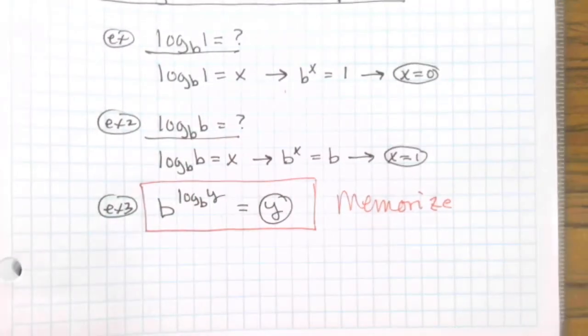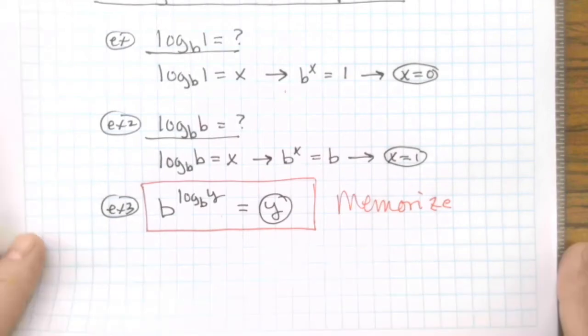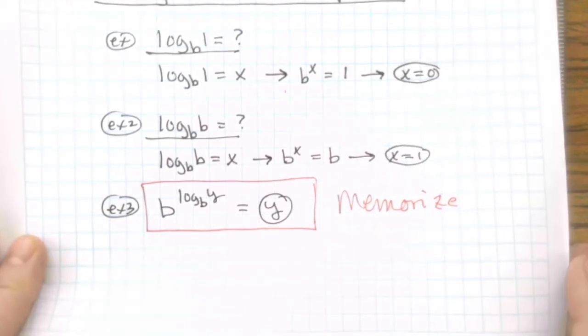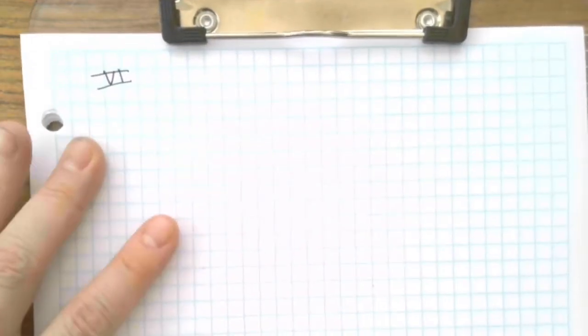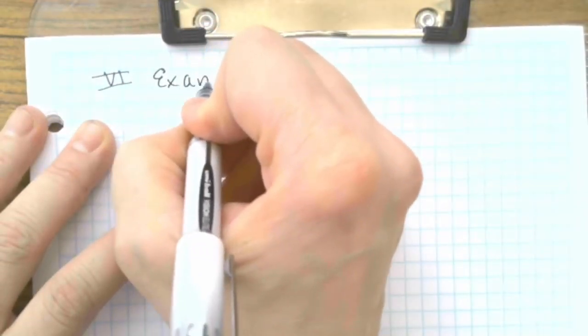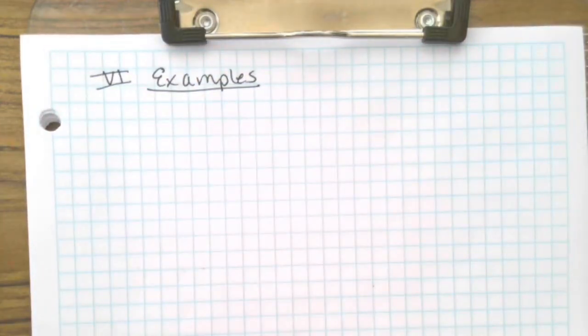Okay, so I've given you all of your log properties, and now we're going to actually start to use those log properties. So I'm going to do some examples. This is Roman numeral 6. We're going to do examples to get you in the mood of things.